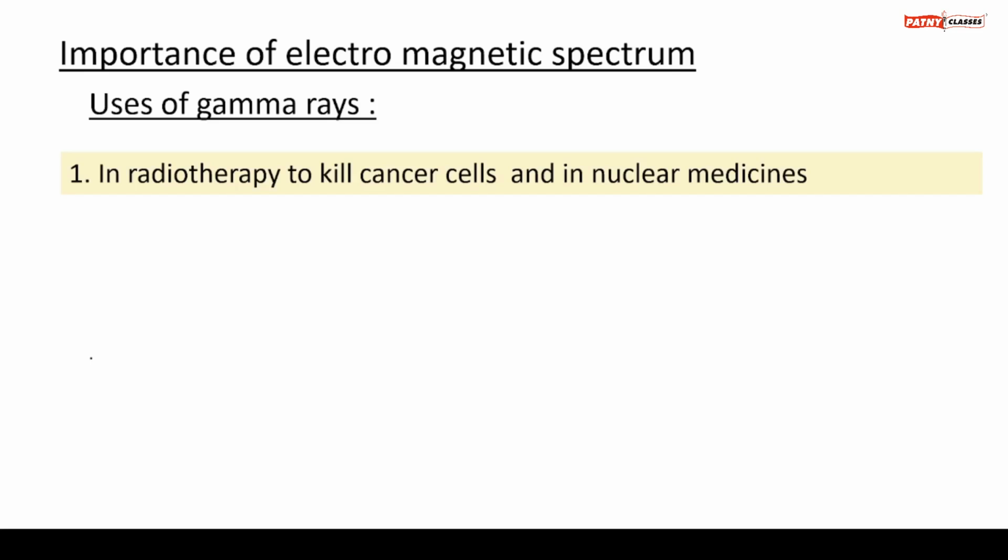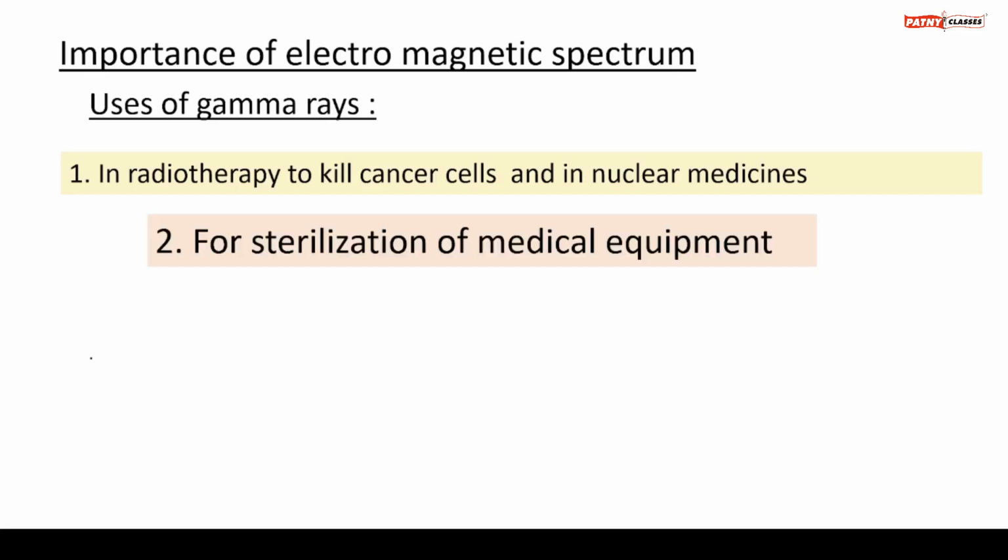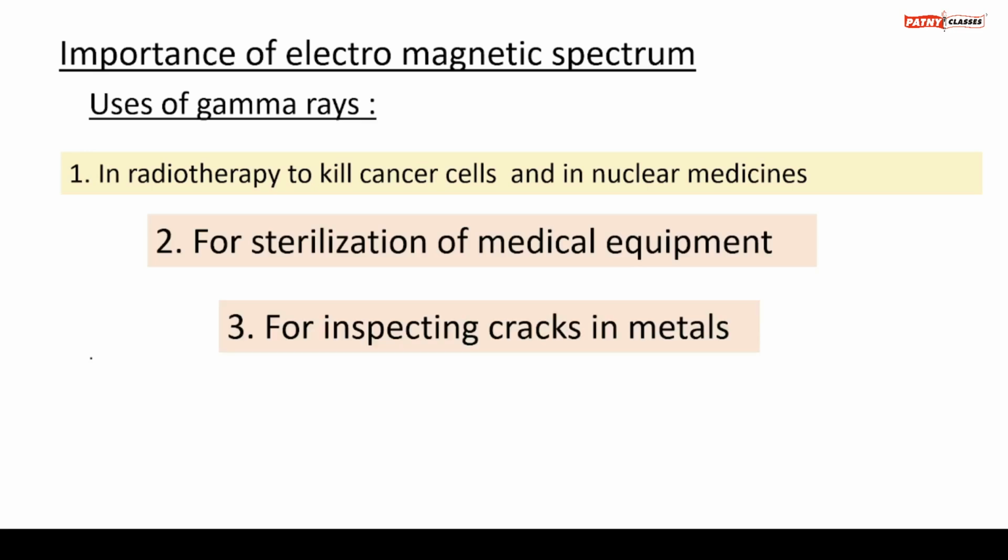Gamma rays are used in radiotherapy to kill cancer cells and in nuclear medicine. Gamma rays are used for sterilization of medical equipment and for inspecting cracks in metals and many other applications.